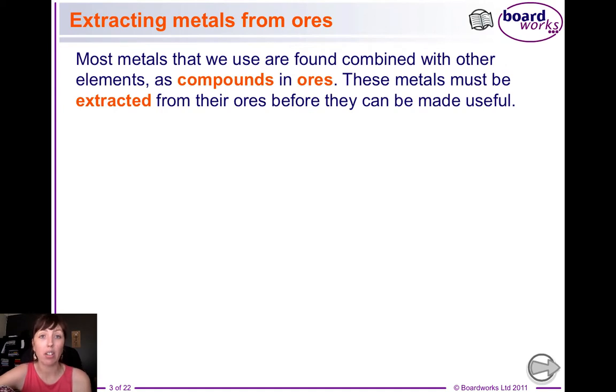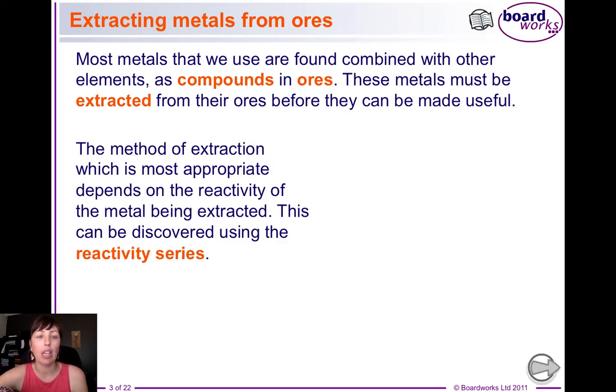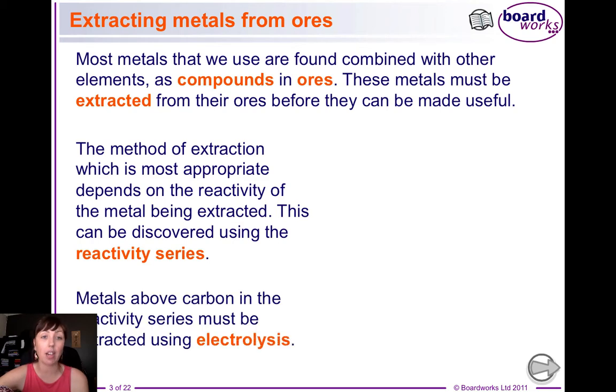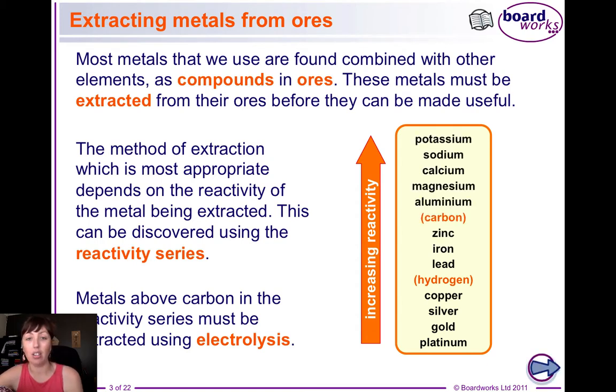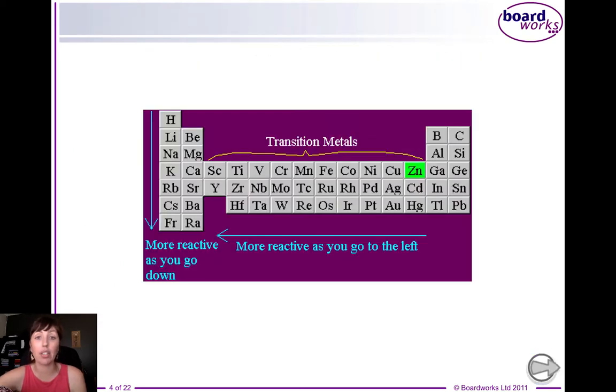Okay, so most metals that we use are found combined with other elements, and we talked about this, right? They're in a compound form in their ores, and these metals must be extracted before we can use them. So the method which is most appropriate depends on the reactivity of the metal. This can be discovered using the reactivity series like we've seen. Metals that are above carbon in the reactivity series must be extracted using electrolysis. Metals above carbon are more reactive than carbon, and so carbon will be unable to steal that oxygen away from the compound. Okay, so they have to use electrolysis.